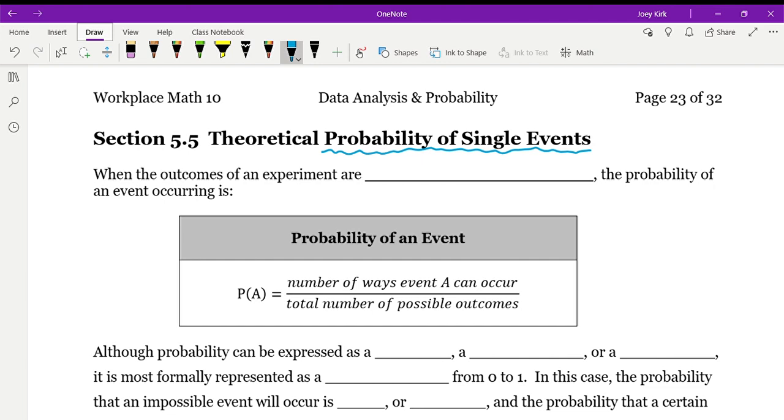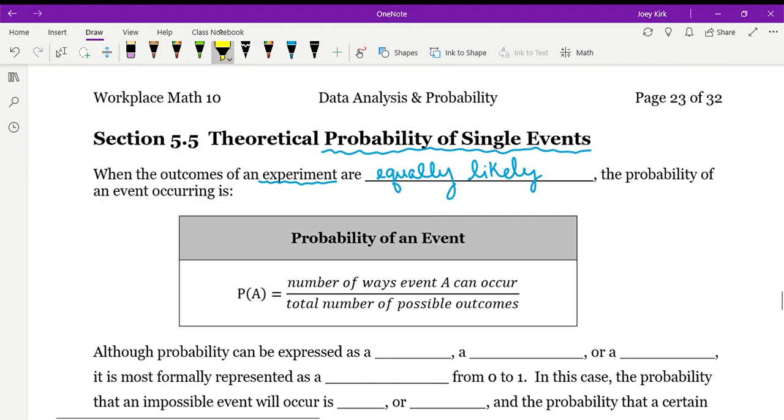So when you're looking at an experiment or any sort of thing where you want to know the likelihood of something happening, when you have outcomes, things that can happen that are equally likely, think about flipping a coin. It's equally likely that you get a heads or a tails, right? You have a 50-50 shot.